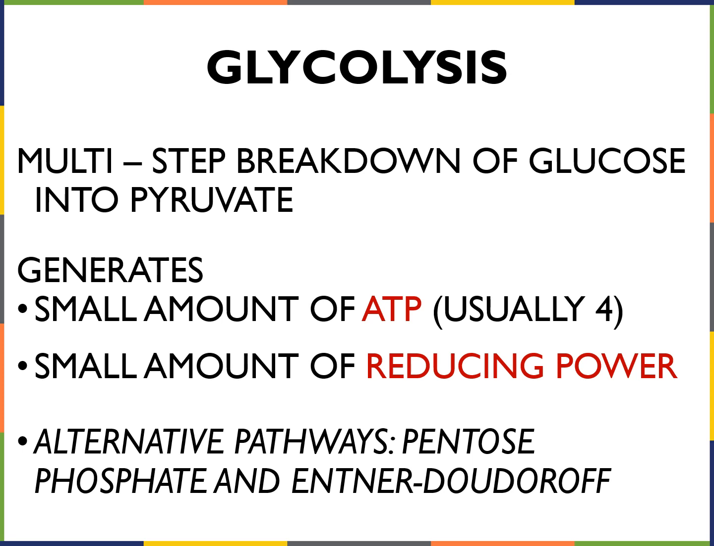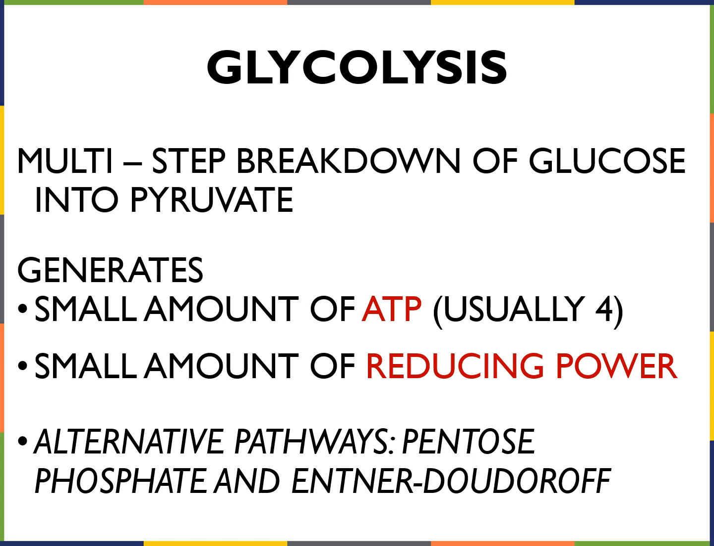Okay, so let's start talking about glycolysis first. I've already said that glycolysis is a multi-step breakdown of glucose into pyruvate. During glycolysis, you make a small amount of ATP, usually 4, and you make a small amount of reducing power. Reducing power is NADH. Okay? So you make a small amount of NADH during glycolysis.